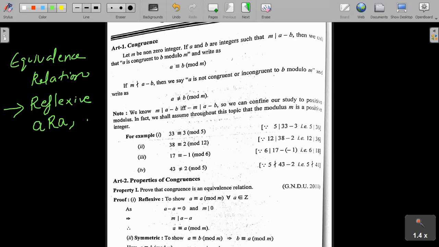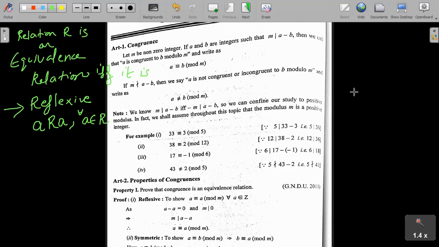So let me say a relation R is an equivalence relation if and only if it is reflexive, which means A should be related to A. This should be true for all A belonging to R. Means every element should be related to itself. But is it true? Is it fine? So this relation is known as reflexive.